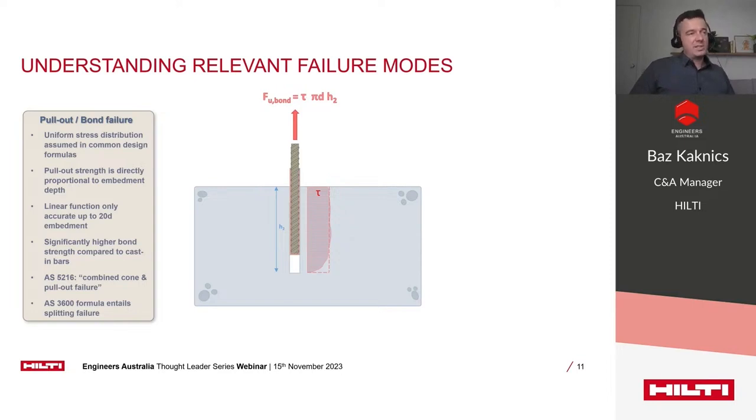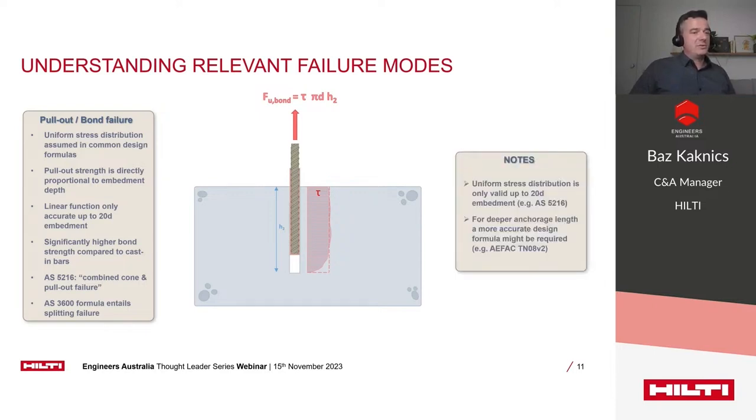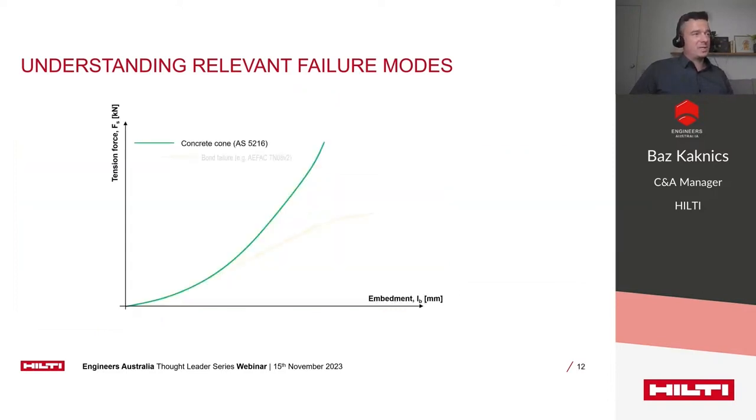AS3600, on the other hand, for the design of cast-in bars, is combining the pullout with a potential splitting failure, which could limit the development of the full bond strength in case there is not adequate concrete cover surrounding the bars. Regardless of the different approaches in the various design standards, the basic principles of bond failure are still valid here. And an important takeaway is that the uniform stress distribution only holds true up to an embedment depth of 20D. This fact, again, might necessitate a different design approach for post-installed rebars versus anchors.